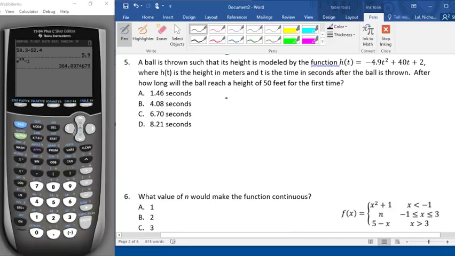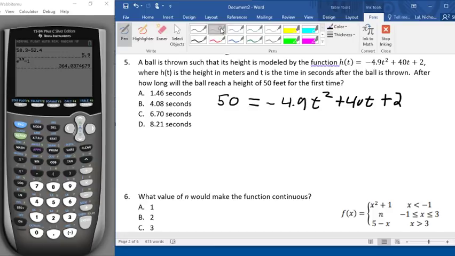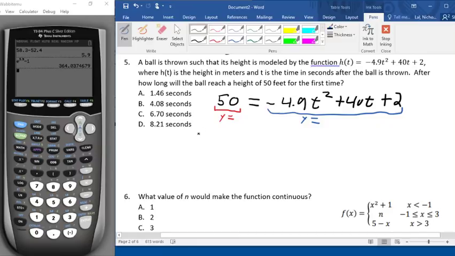So this is the equation that we start out with: 50 is equal to negative 4.9 t squared plus 40t plus 2. And a skill we can use is that we can plug this in as one function and this in as a second function, and then use calc intersect to find our function values, okay?